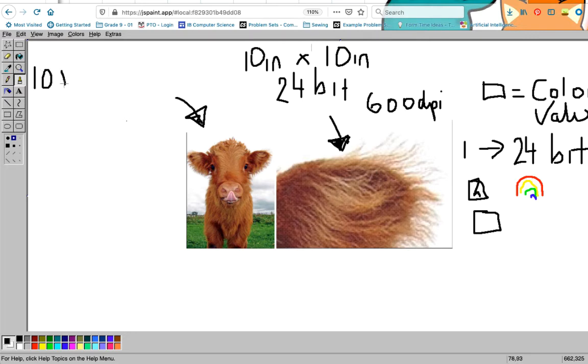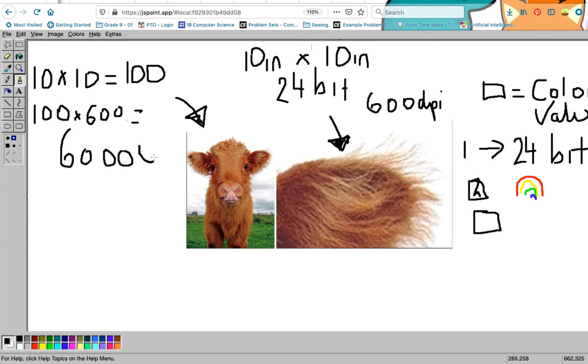Now we can do the calculation. 10 by 10, and I didn't need a calculator for this bit, is 100. I then multiply this by 600. And my maths is awful, so I needed a calculator. You'll just have to wait. So that gives me 60,000. Then I times it by 24. That's the number of bits that I am using to store each colour, which gives me 1,444,000 bits that is required to store this picture.